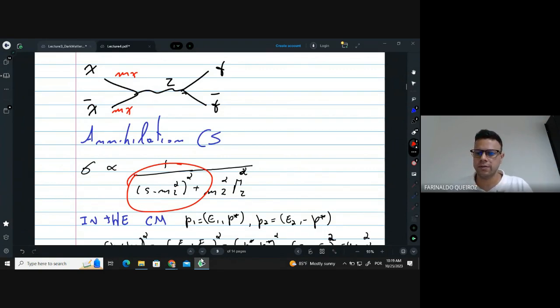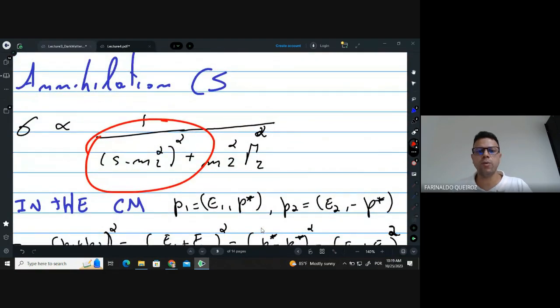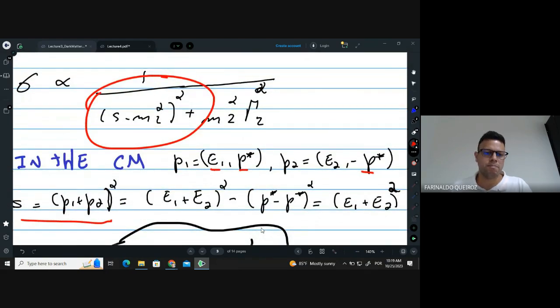So let's just prove it. Let's say that in the center of mass frame, the first chi particle has energy E1 and momentum P star. The second particle has energy E2 and momentum minus P star. So s is equal to (P1 plus P2) squared, which is a Lorentz invariant term. I'm in Minkowski space, where the time component is positive and the spatial component is negative. That's why I have this minus sign here. So I have (E1 plus E2) squared minus (P1 plus P2) squared, and the momentum term goes to 0. I have (E1 plus E2) squared, where E1 is the energy of the particle.